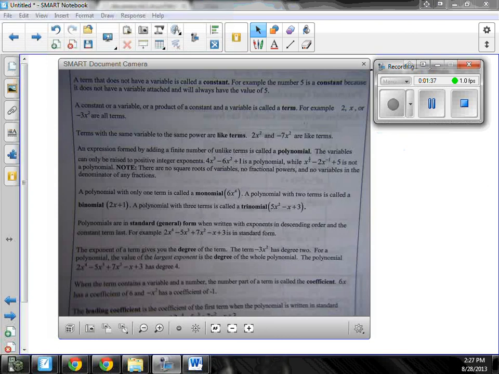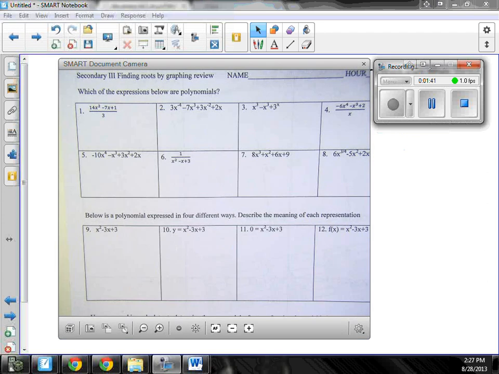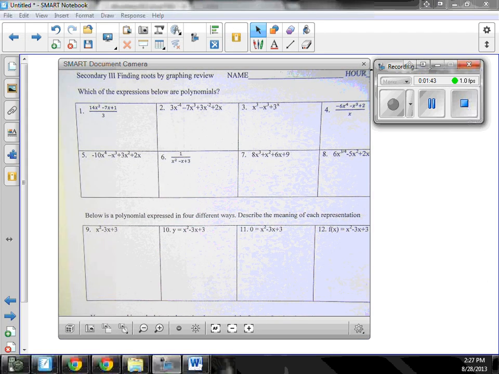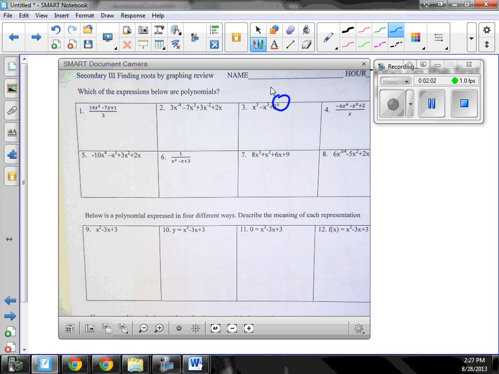So if we look at this assignment, which expressions below are polynomials? Let's throw out the non-polynomials to begin with. Which ones are not polynomials? Three is not. How come? It has a variable in the exponent. That's a problem. Not a polynomial.